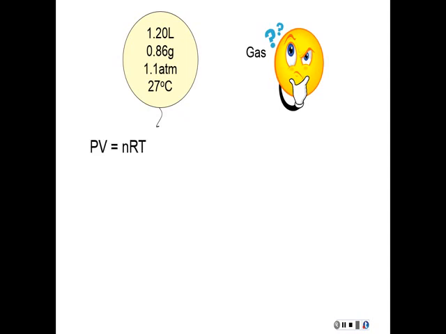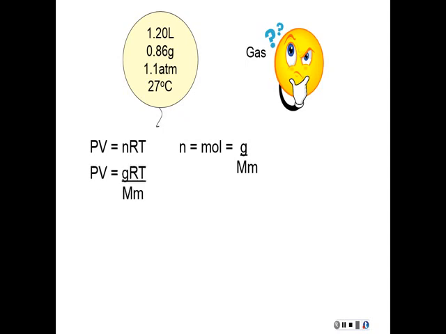So I'm going to take my formula, and I'm going to solve for molar mass, which is in n. So let's watch how we derive this one. So n I know is moles, and moles is grams over molar mass. So I can replace n with g over MM.